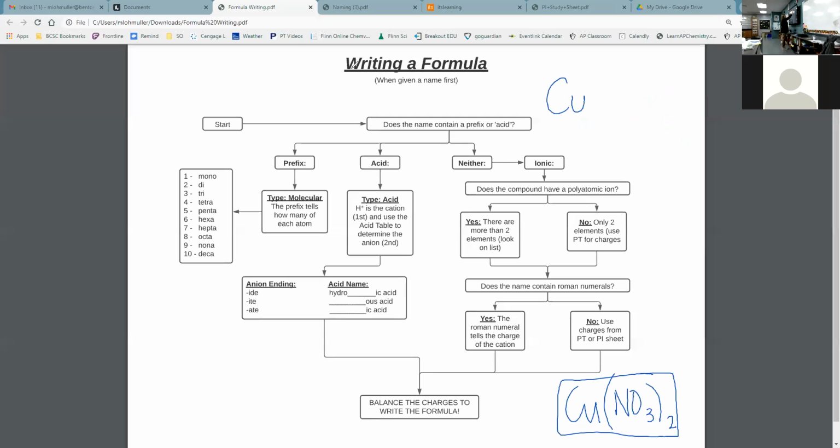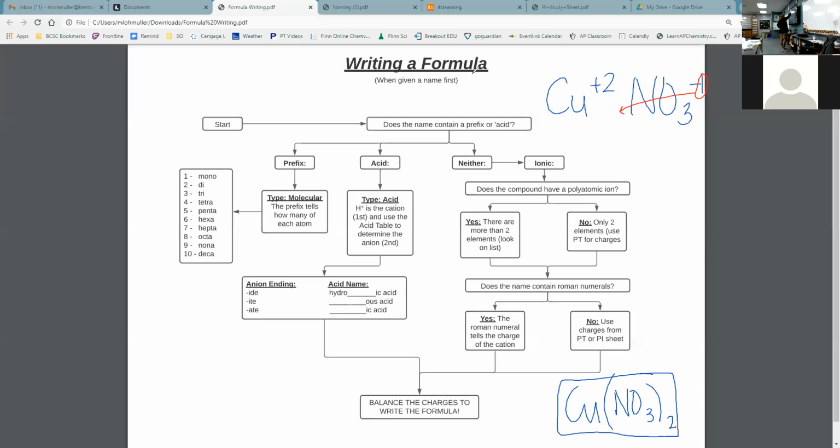So we had copper with a +2 and nitrate with a -1. Remember yesterday I said that whatever the charge is here becomes how many of the other element you have in your formula. It works for ionic compounds too. So since there's a 1, that means the subscript on the Cu is going to be a 1.